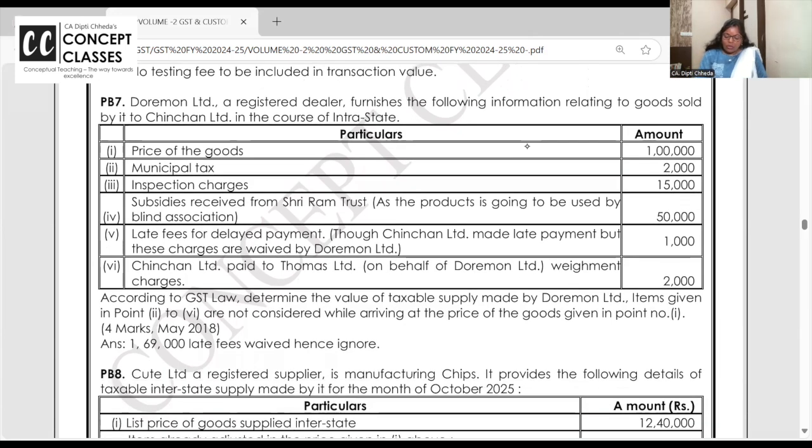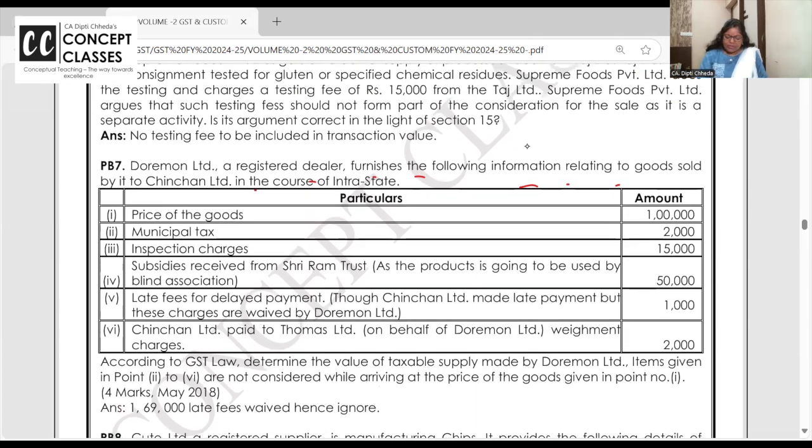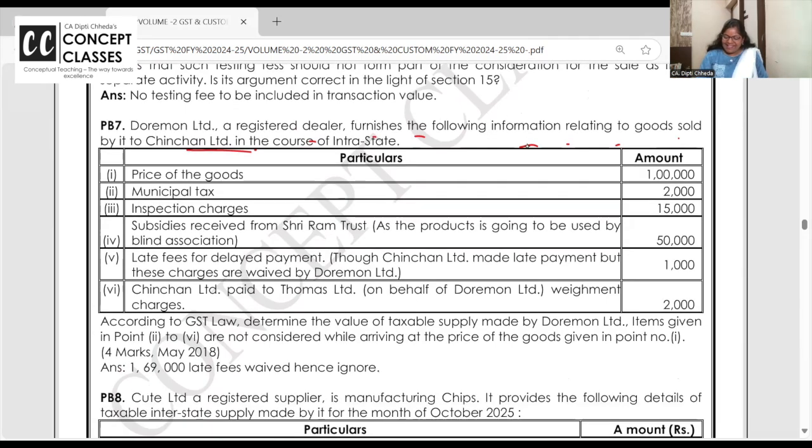Next, Doraemon, a registered dealer, furnishes you all the details relating to goods sold by it to Sinchan Limited. Price is given, municipal tax is given, inspection charges are given, subsidies by a private trust. As the product is going to be used by an association, a trust has given a subsidy. According to GST, determine the taxable value made by Doraemon.